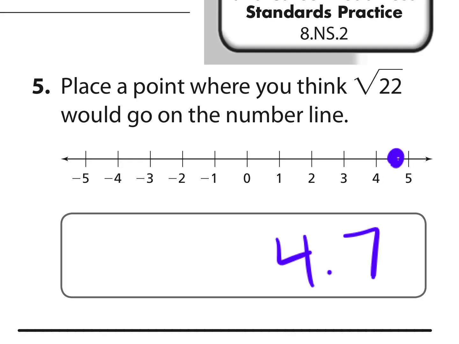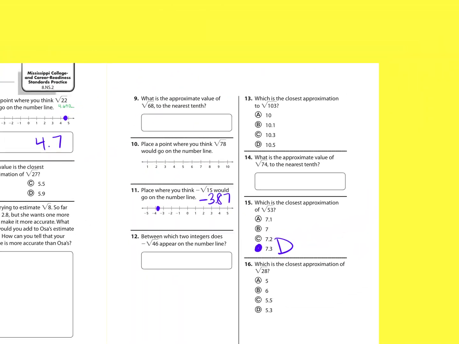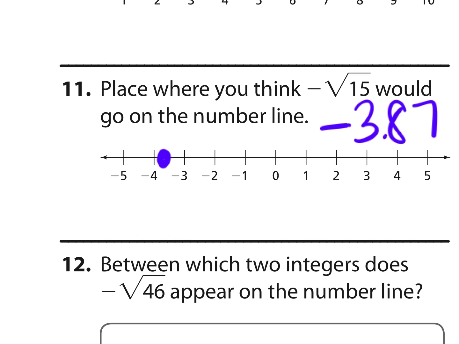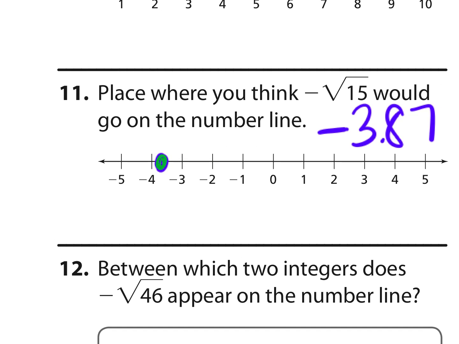Number 5 on NS2, you're trying to place square root of 22. All you do is go to your calculator, type in square root of 22, and I get this number, 4.690 dot dot dot. It keeps on going. So that's a little closer to 5 than 4. Number 11, negative square root of 15. Once again, I type this negative square root of 15 in the calculator. I get negative 3.87. Negative 3.8 something is closer to negative 4 than negative 3, so I place it between those but closer to the negative 4.